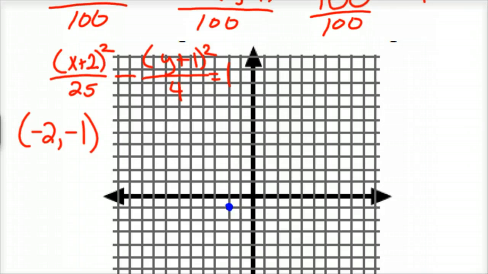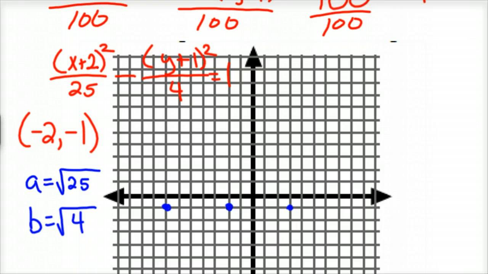Your A is the square root of 25, which is 5. So, to find A, you take the square root of 25. And so you're going to go right and left 5 since it's under the x. So 1, 2, 3, 4, 5, and 1, 2, 3, 4, 5. And then your B is going to equal the square root of 4.